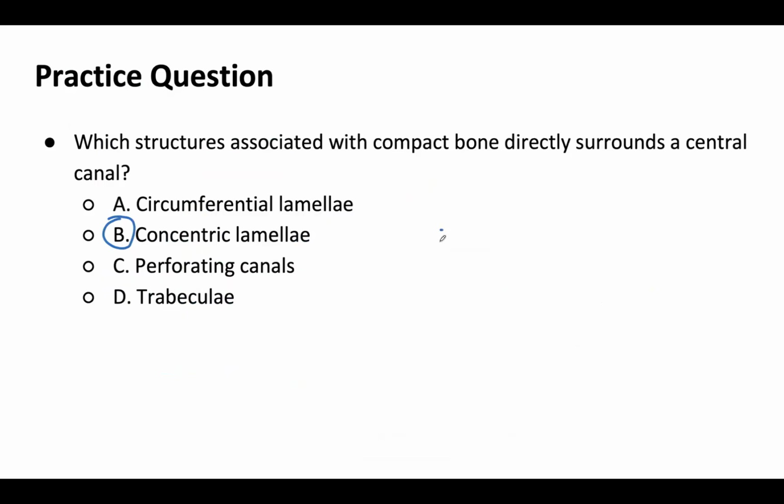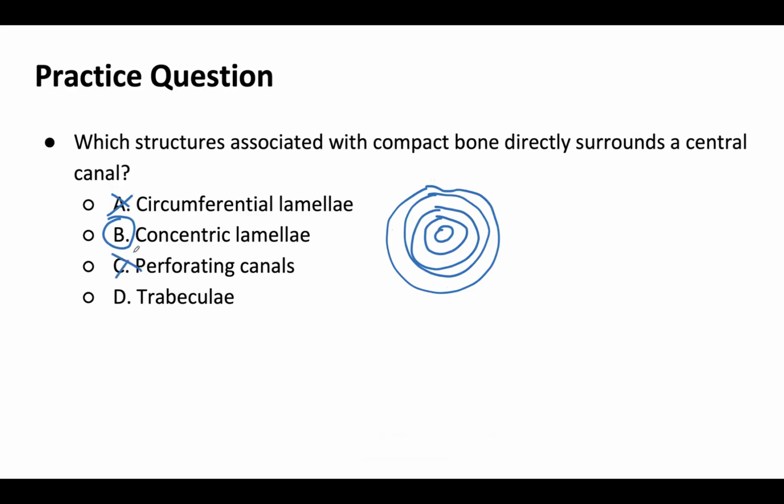Recall that a central canal is going to be in the middle of an osteon. And surrounding that central canal are these ever increasing diameter concentric lamellae, all right, to be within one osteon. Circumferential lamellae is not right. It surrounds either the most external surfaces of the bone or, with the inner circumferential lamellae, the medullary cavity, not the central canal. You have perforating canals.